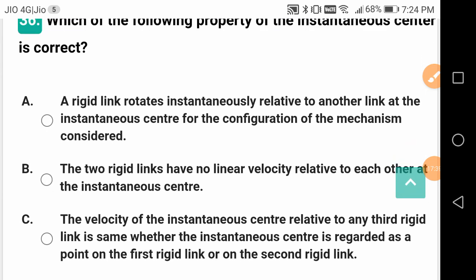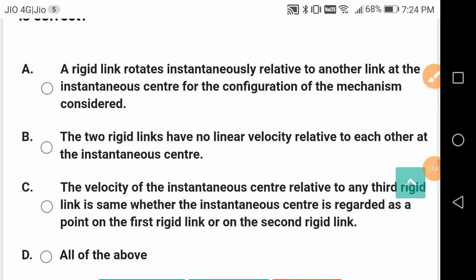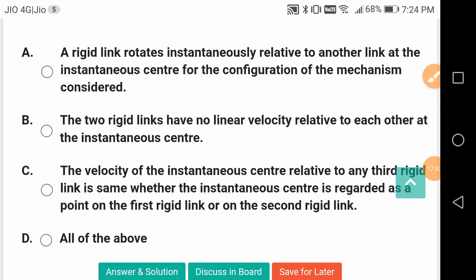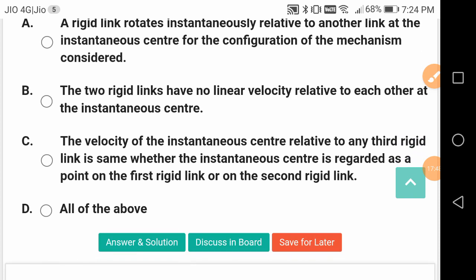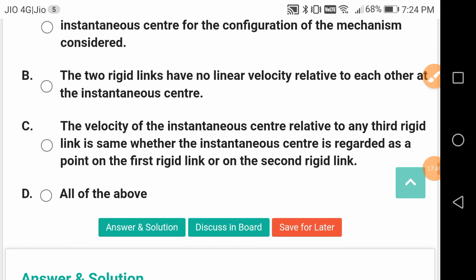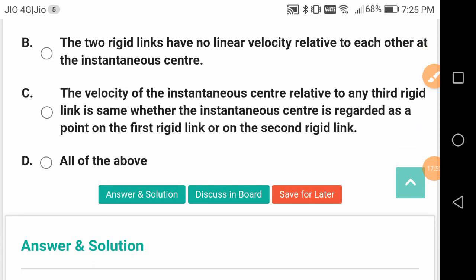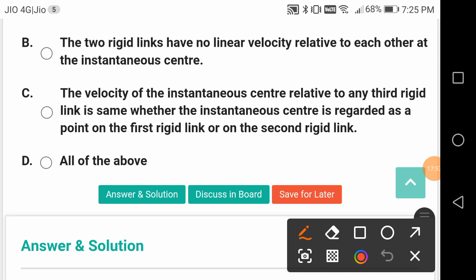A rigid link rotates instantaneously relative to another link at the instantaneous center for the configuration of the mechanism considered. The two rigid links have no linear velocity relative to each other at the instantaneous center. The velocity of the instantaneous center relative to any third rigid link is same, whether the instantaneous center is regarded as a point on the first rigid link or the second rigid link. So all of them are correct.